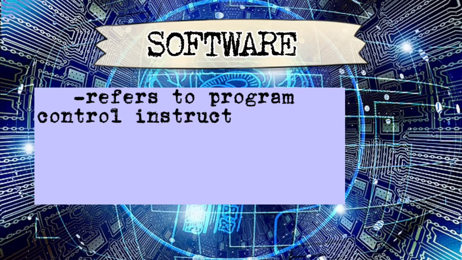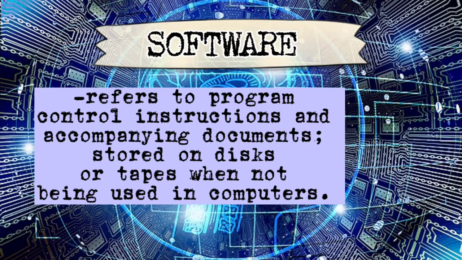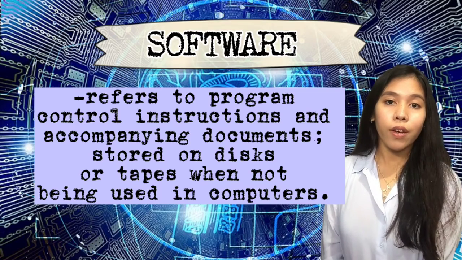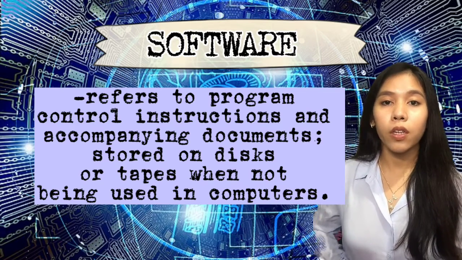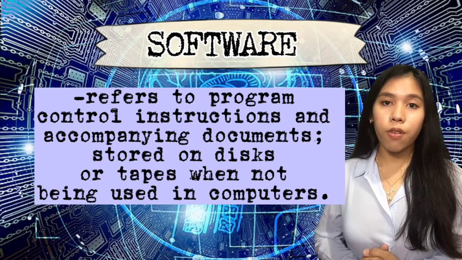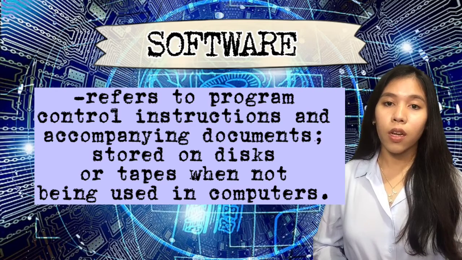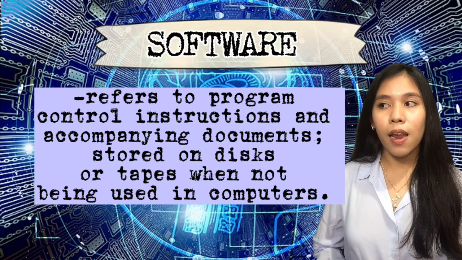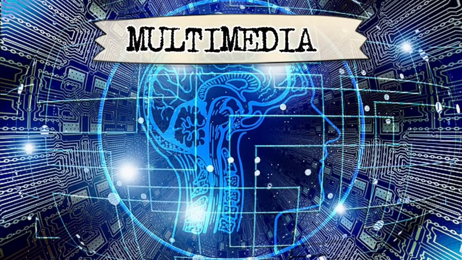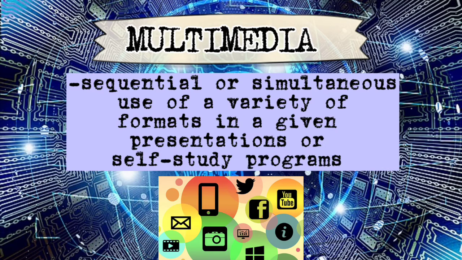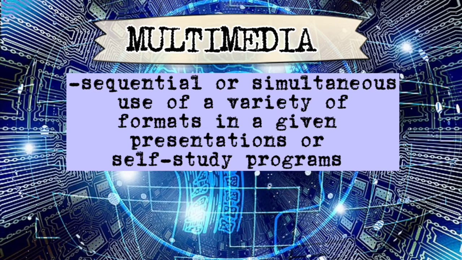Software refers to program control instructions and accompanying documents stored in disks or tapes when not being used in computers. So software is a program we use, especially as students. Examples are Google Chrome, Microsoft Edge, and Opera. Next is multimedia, a sequential or simultaneous use of a variety of formats in a given presentation or self-study program.